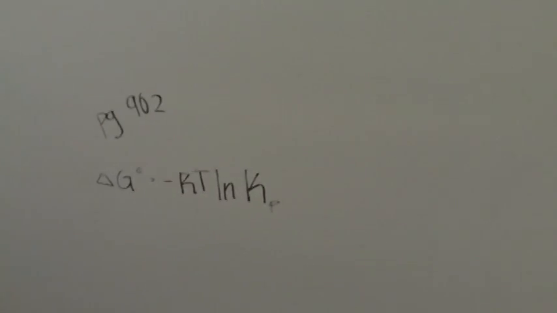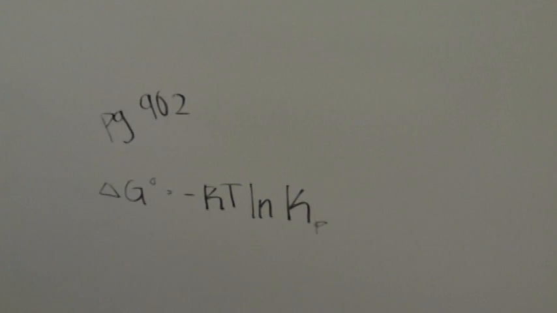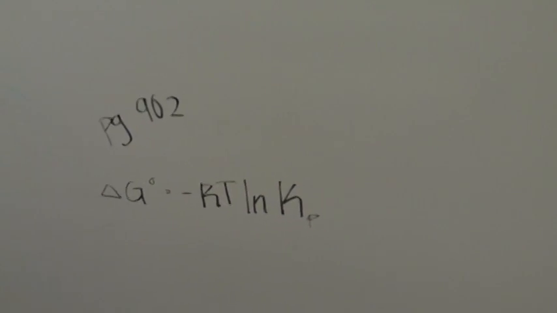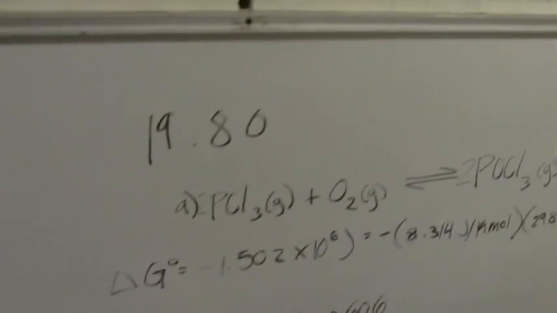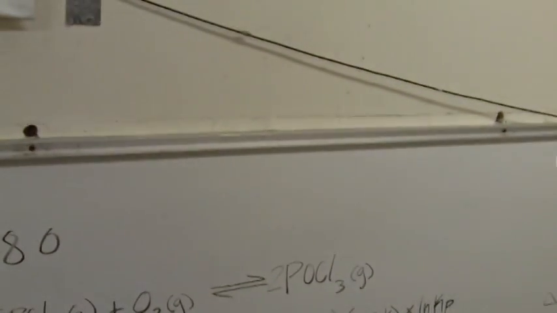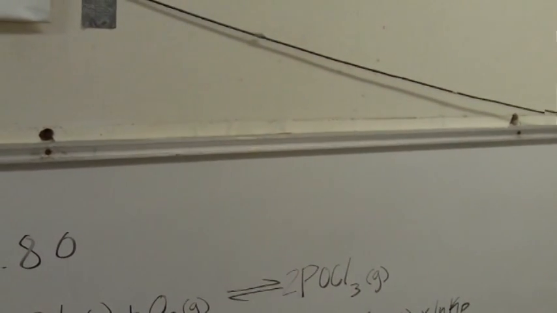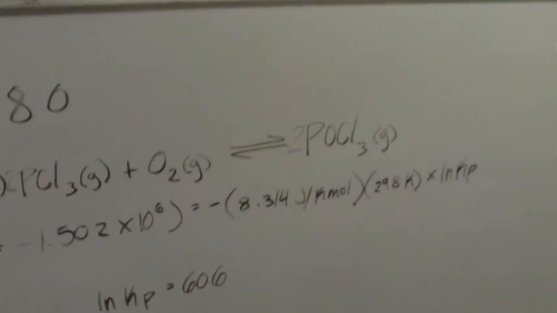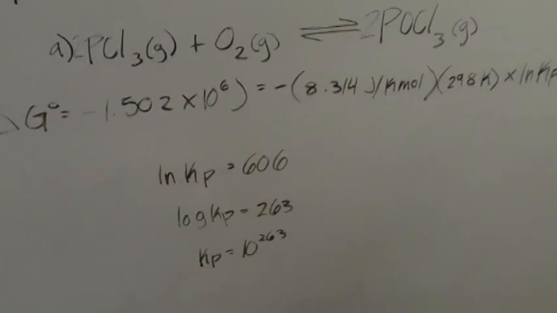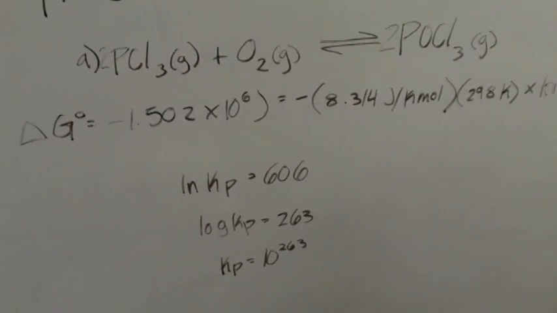So just remember the equation on page 902. Find your delta G's for each equation. Make sure your equations are balanced. You'll be good. Plug in our constants, R and T. Divide it out. Solve for ln of Kp. Solve for Kp. There you go.